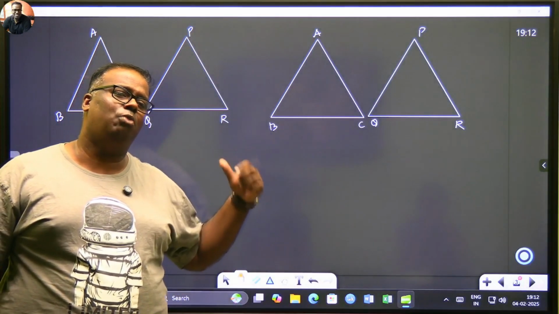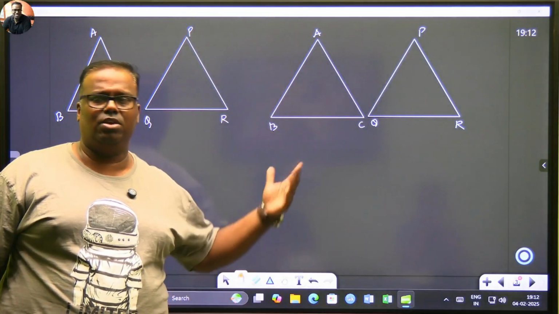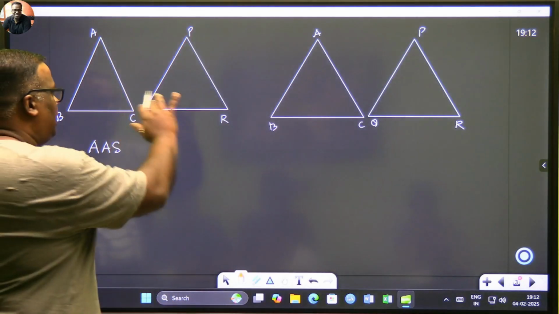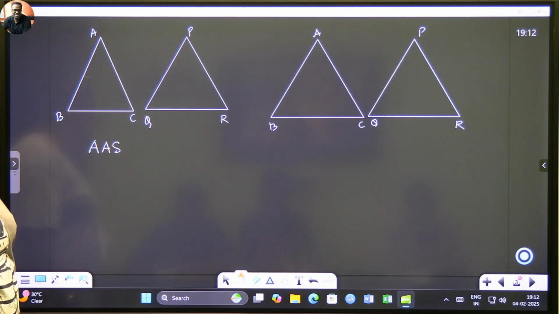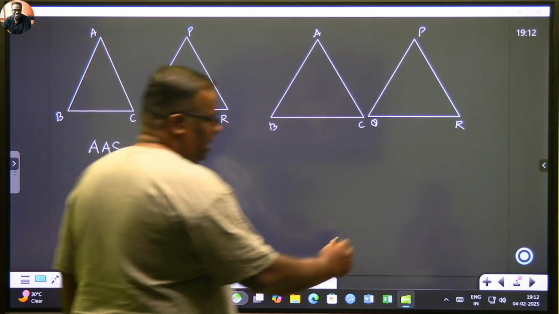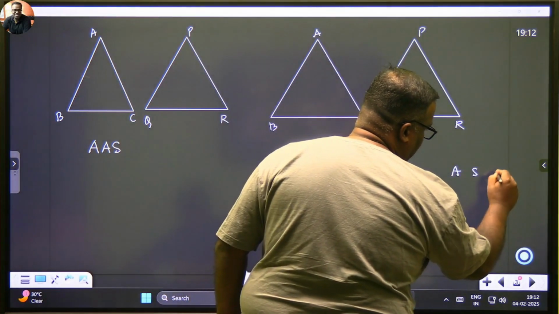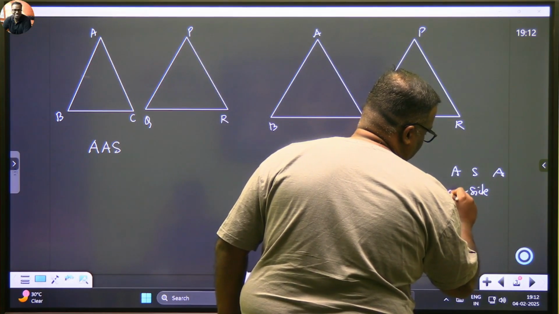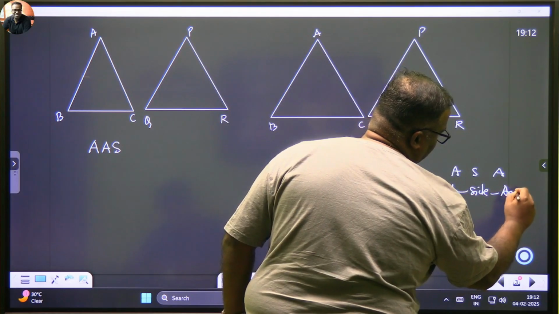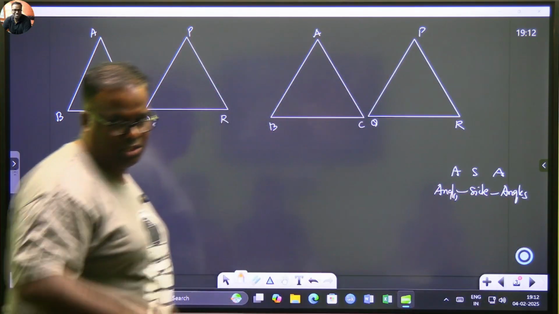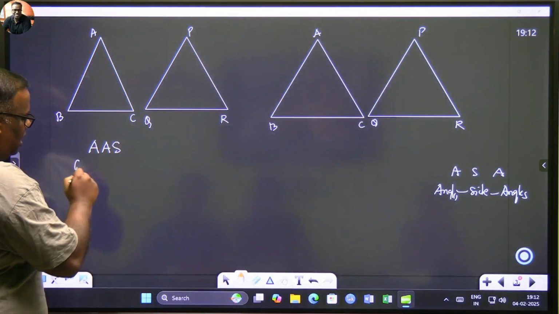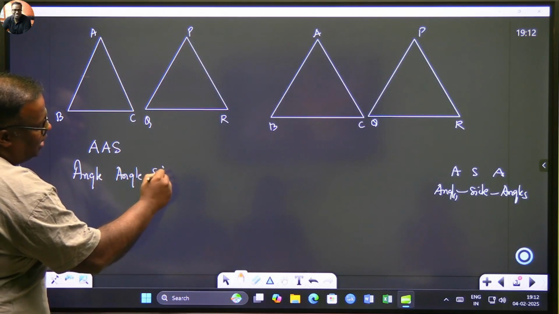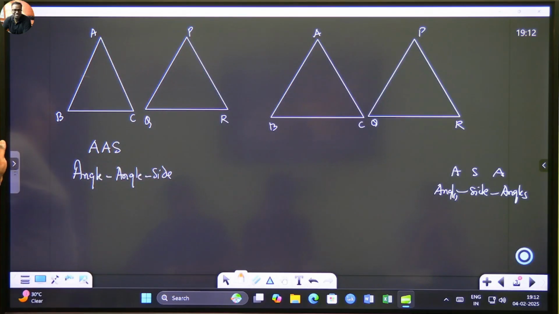AAS actually is born out from ASA itself. So let's see that. It says that two triangles are said to be equal. Look here. What was ASA? ASA was a criterion in which we made it mandatory that the side should be between two angles. Do you agree or not? The side was between two angles. We'll give a little bit of relaxation here. See, this says any two angles and a side. Well, the side may not be included.